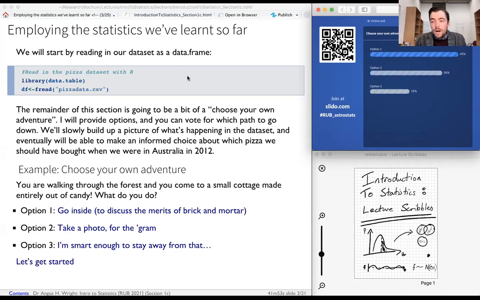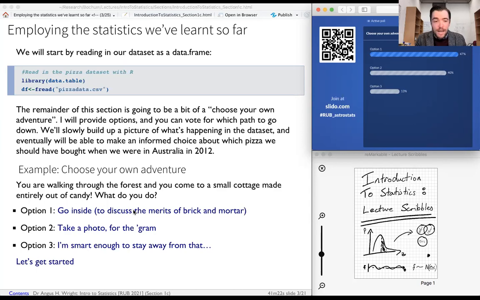So I'll wait till there's 15-odd votes, or if people are giving more votes, then we'll wait for the full group. And then we'll make a decision. So it looks like we've plateaued out here with going inside to discuss the merits of bricks and mortar. Option 2 is making a strong recovery, but let's go with go inside and discuss the merits of bricks and mortar.